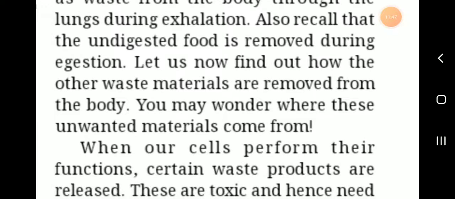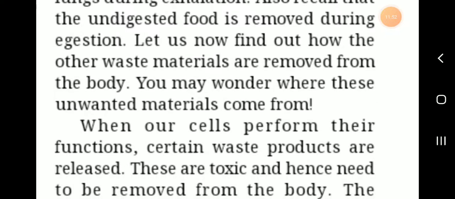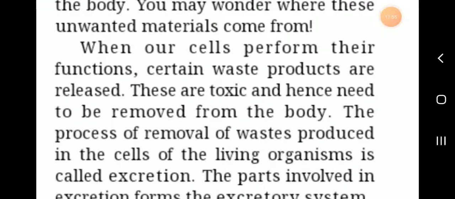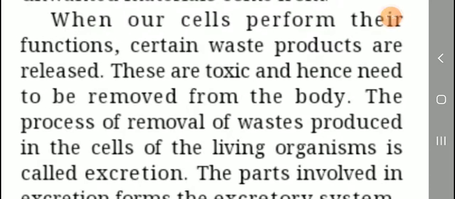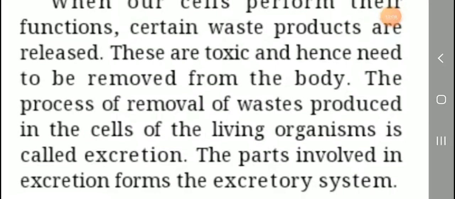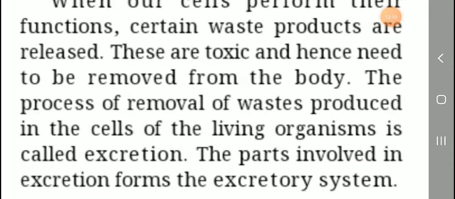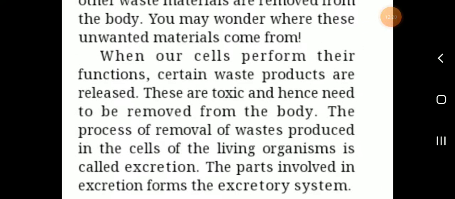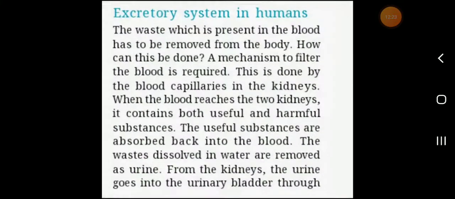Let us now find out how the other waste materials are removed from the body. When our cells perform their functions, certain waste products are released. These are toxic and hence need to be removed from the body. The process of removal of waste produced in the cells of the living organism is called excretion. The parts involved in excretion form the excretory system.